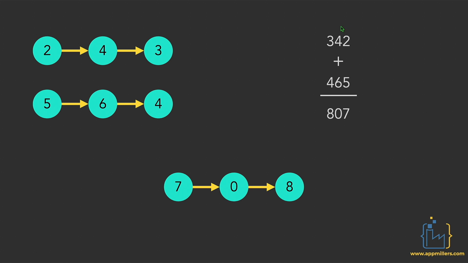Now if you look at over here, you can easily see that 4 plus 6 is 10, and we wrote over here 0 and carried 1 to the next digit. So we need to take into account this one as well.